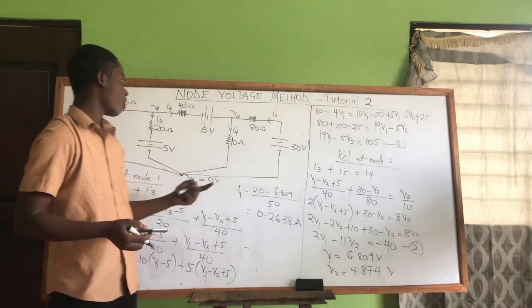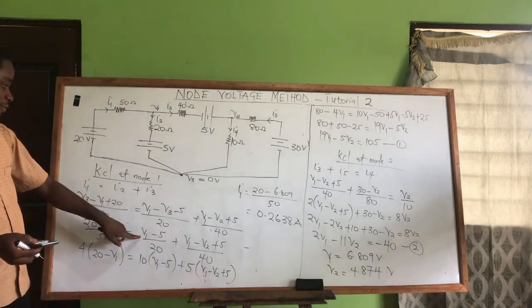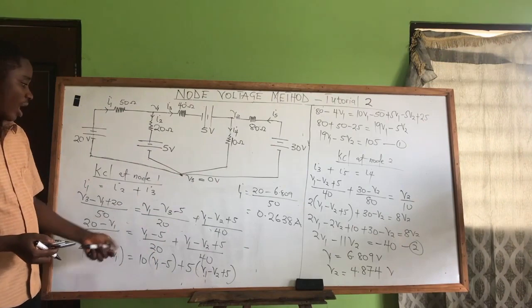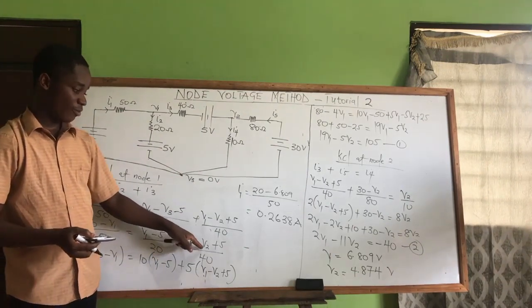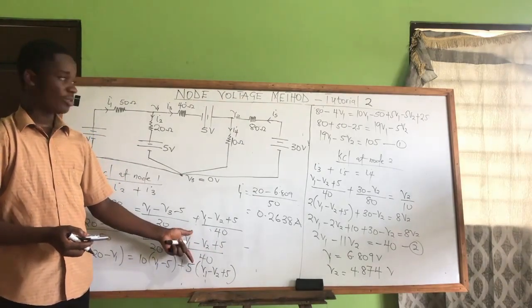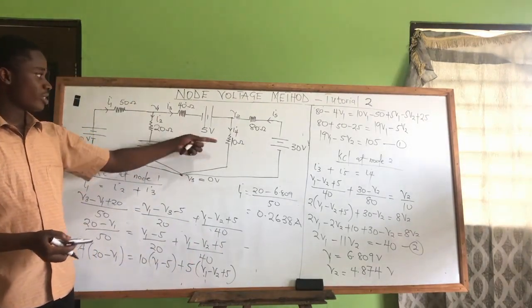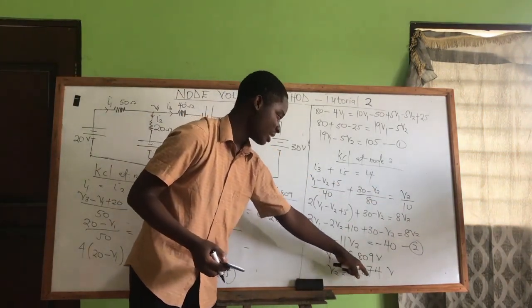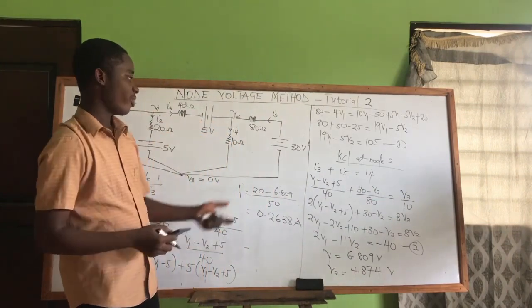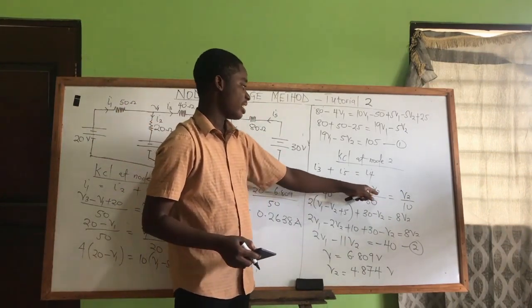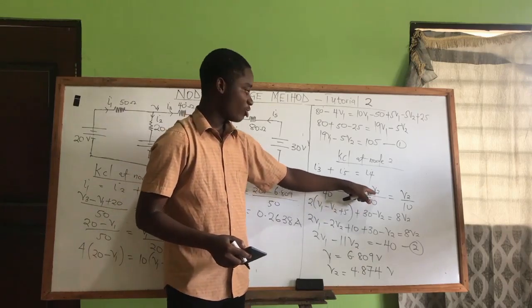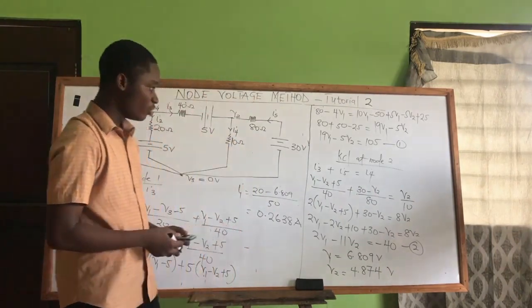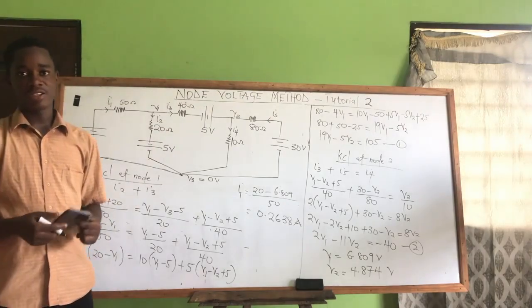You can do the same thing for I2. I2 is V1 minus 5 over 20. Substitute your V1, get your I2. Your I3 is V1 minus V2 plus 5 over 40. Do your substitution here, you get your I3 value. You proceed to I4. We know I4 is V2 over 10, that is 4.874 over 10. That will give you your I4. And your I5 is 30 minus V2 over 80. Substitute your V2 here, and that will give you your I5 value. So this is the solution to this question using the node voltage method.